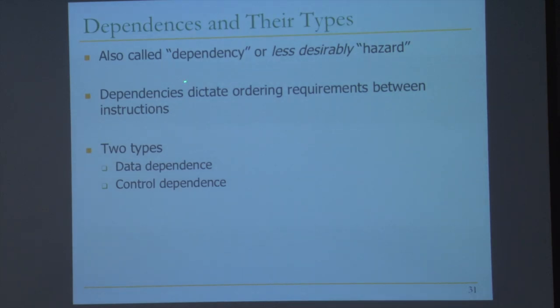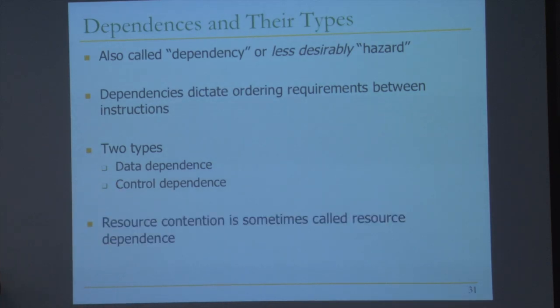It's all called dependency or dependence. Actually, I like dependence better, but I usually say dependency. Sometimes hazard is used. Hazard is very hazardous, I think. It feels kind of scary. I think it's a hazard only when it's not handled well, right? But basically, I'll stick to the term dependence or dependency. These dictate ordering requirements between instructions, right? And there are two types, data dependence and control dependence.